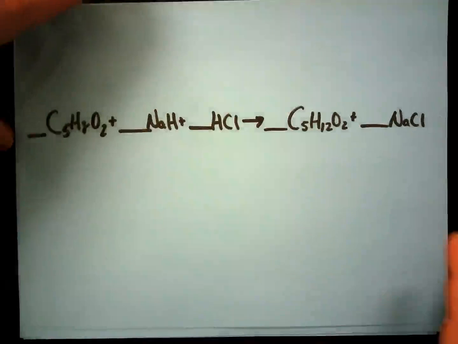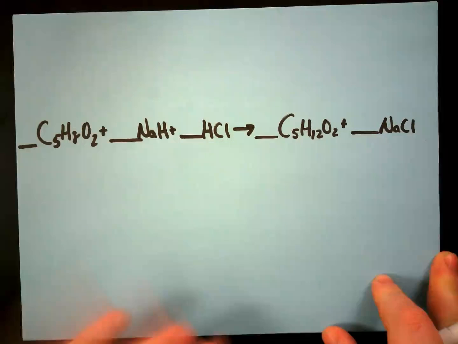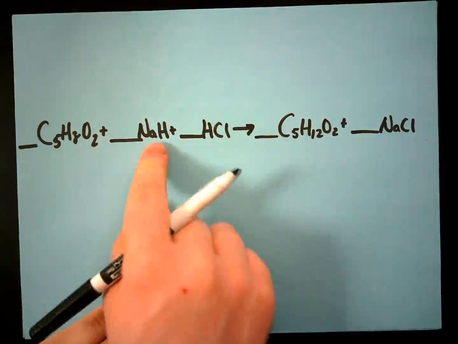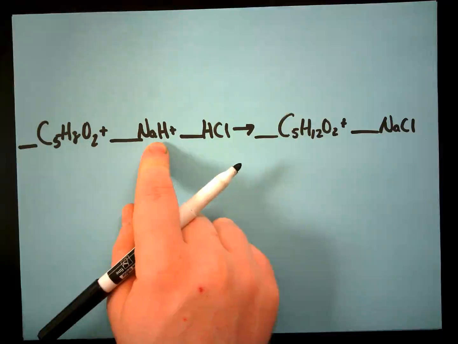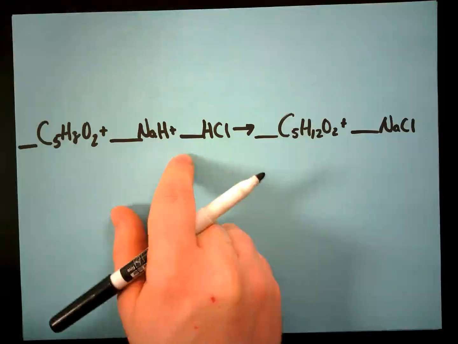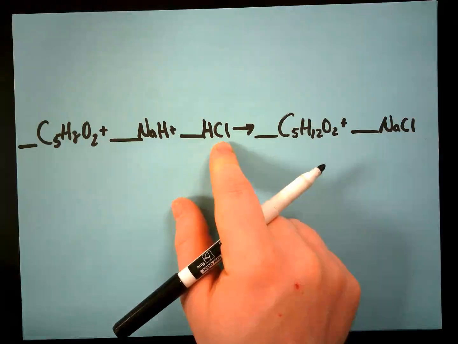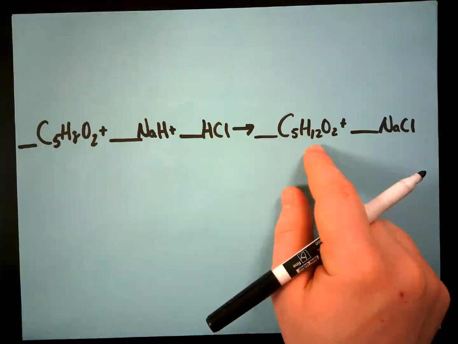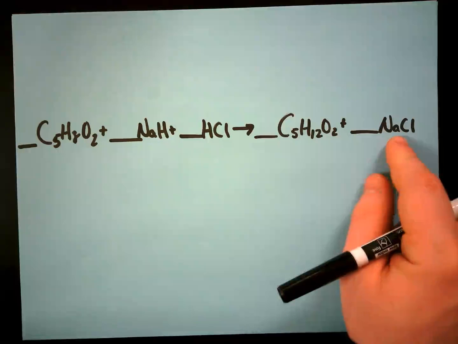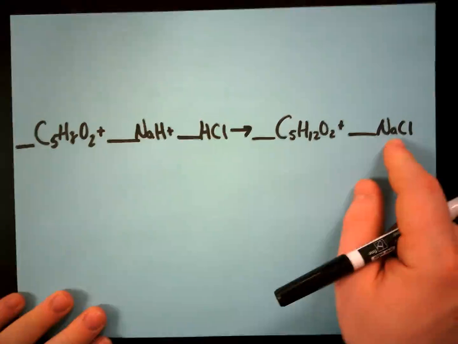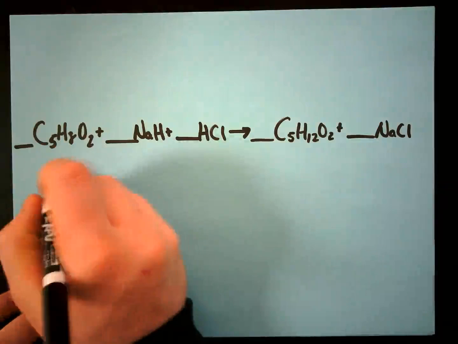Okay, so we've got this big old boy. So we've got C5H8O2 reacts with NaH, and that reacts with, again, hydrochloric acid to produce C5H12O2 and then sodium chloride. So let's just solve this guy out.